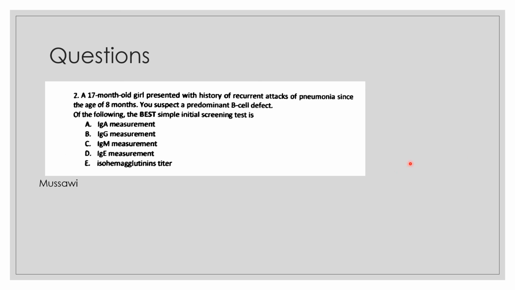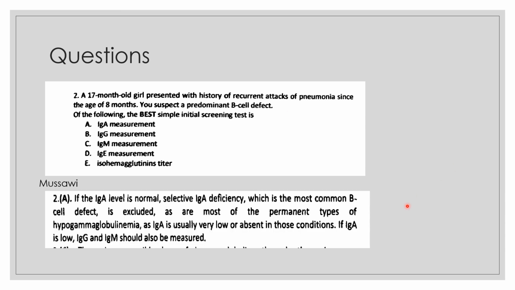So next, a 17-month-old girl presented with history of recurrent attacks of pneumonia since the age of 8 months. You suspect a predominant B cell defect. Of the following, the best simple initial screening test is, I mentioned this in my presentation, IgA measurement. If the IgA level is normal, selective IgA deficiency, which is the most common B cell defect, is excluded, as are most of the permanent types of hypogammaglobulinemia, as IgA is usually very low or absent in those conditions. If IgA is low, IgG and IgM should be measured.